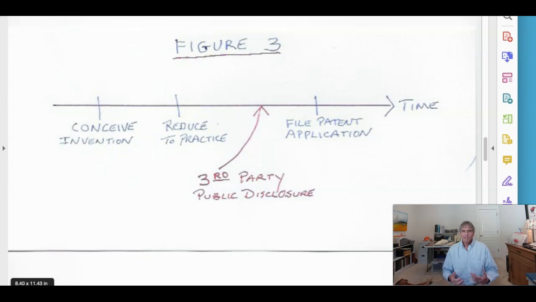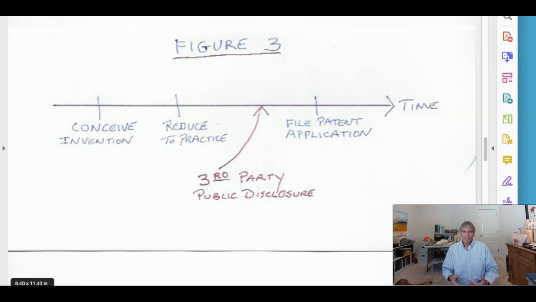So take a look at Figure 3 that depicts the development of an invention and the filing of a patent application. Under the current law, which bars any public disclosure prior to the filing date, the answer to the question about whether the invention is patentable is easy. It's no.